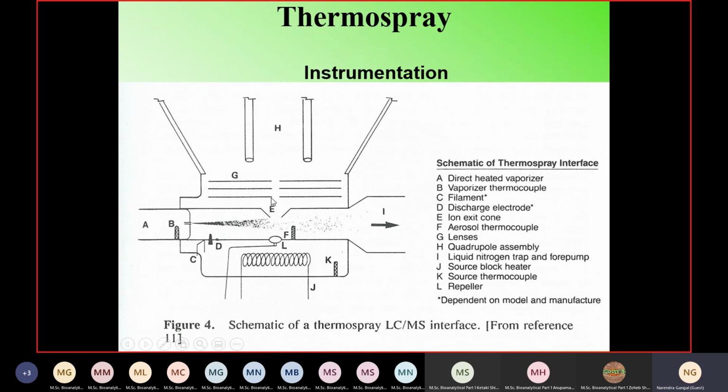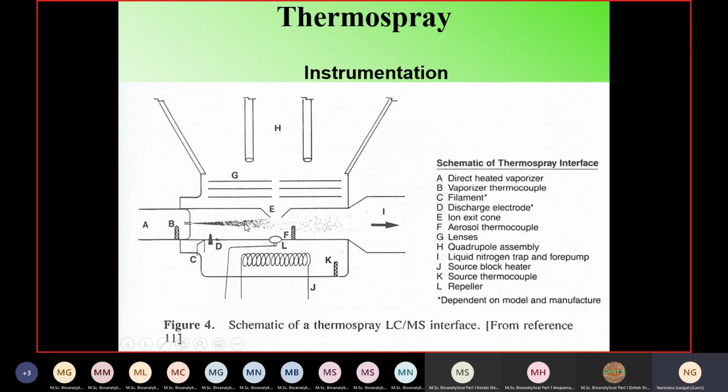Here the first lens is negatively charged. So this is the lens or the portion which is negatively charged. Because it is negatively charged, these positively charged species, the positive ions, get attracted to here. Is this clear? Yes, sir. Okay. Yes, sir.